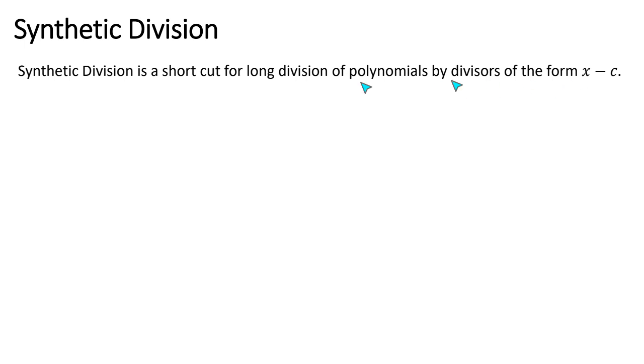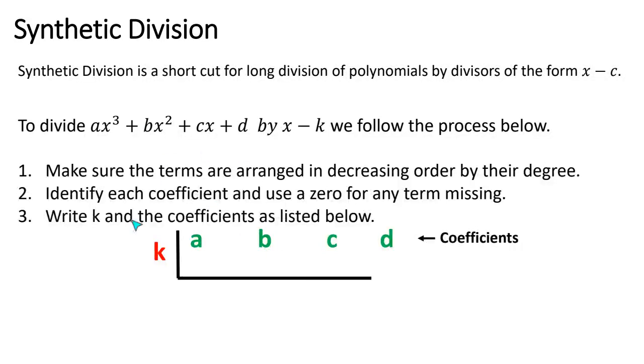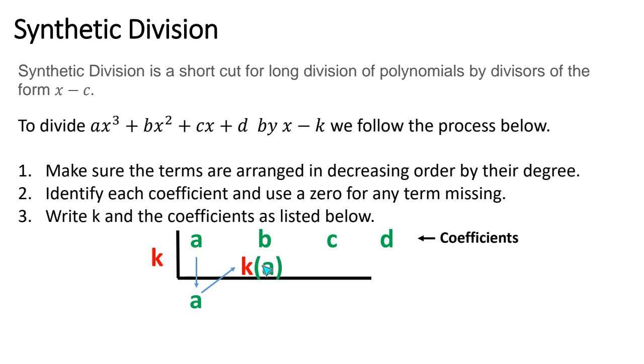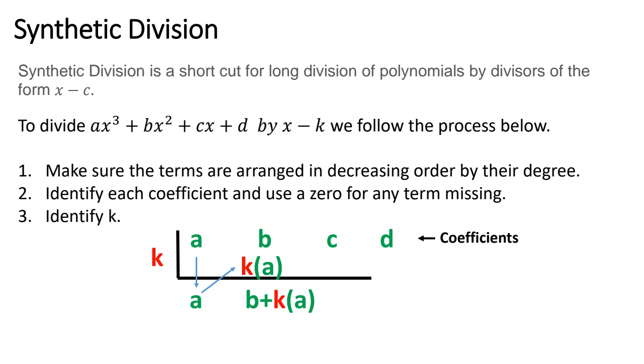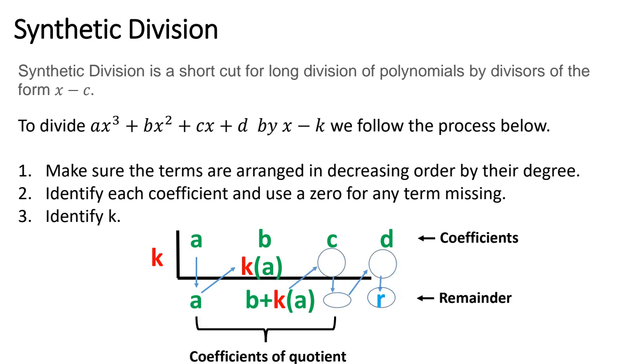And in order to use synthetic division, your divisor, the thing you're dividing by, has to be in this format, x minus c. So the way it works is you write down the coefficients, everything that is a coefficient. And then your c is going to be your k here. We're going to drop down the first one, and then we're going to multiply k times a, and we write it in here. Then we're going to add it to the b, and then we're going to continue the same process. But with numbers, it'll be easier to see.